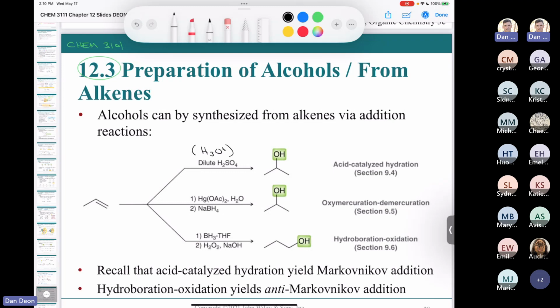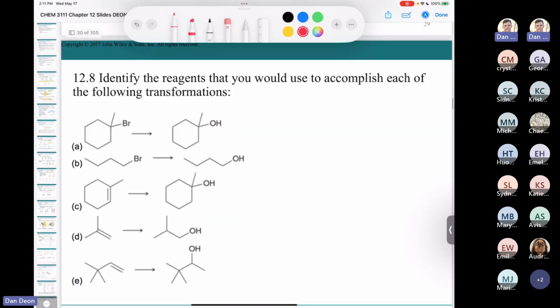If you want to add water across a double bond in a Markovnikov fashion, but you want to avoid carbocation rearrangements, in that case, you use oxymercuration, demercuration. And if we want to do an anti-Markovnikov addition, in that case, we use hydroboration oxidation. And so these are all reactions that you should know frontwards and backwards, not only from chapter 8, but also from chapter 11 that we just went over.